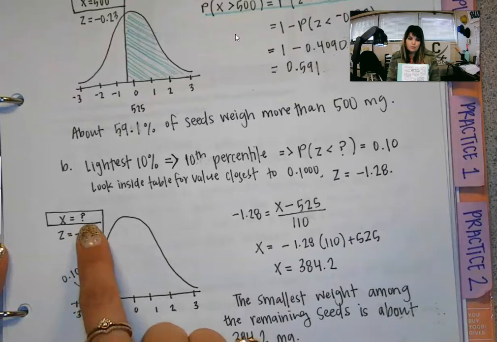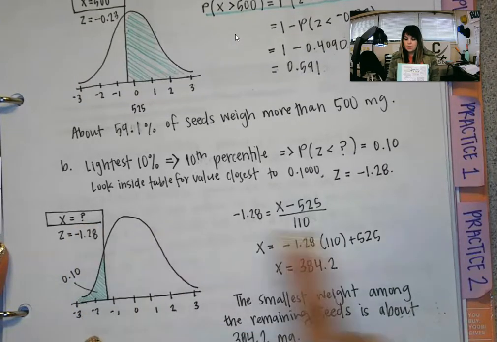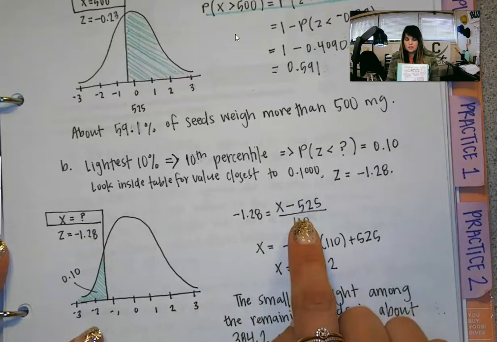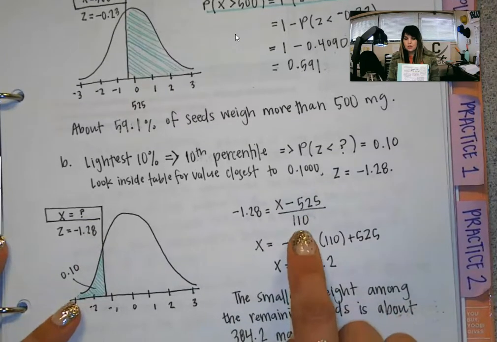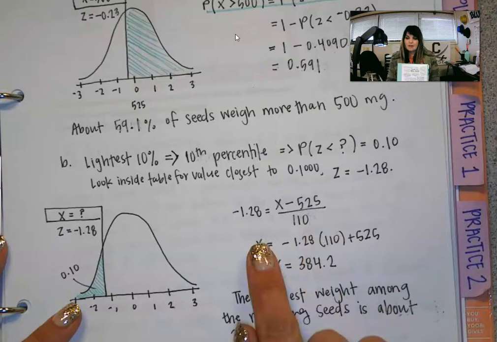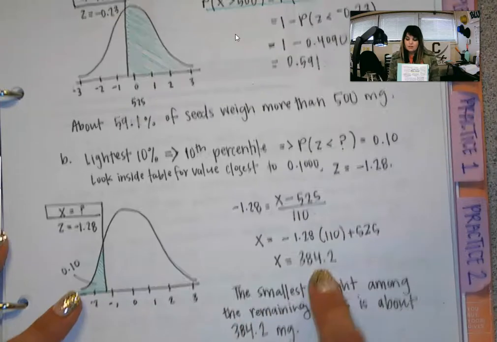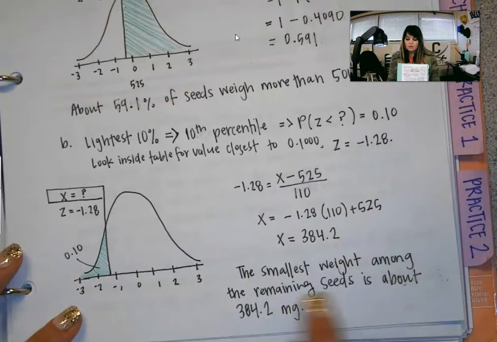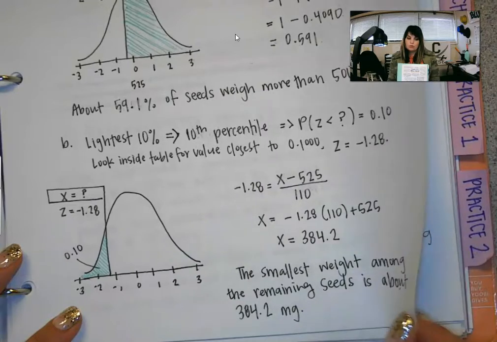I am looking for what X is. So just like in the last problem, I'm going to plug it into the Z formula and solve. So first, multiply both sides by 110, then add over 525. The smallest weight among the remaining seeds is about 384.2.